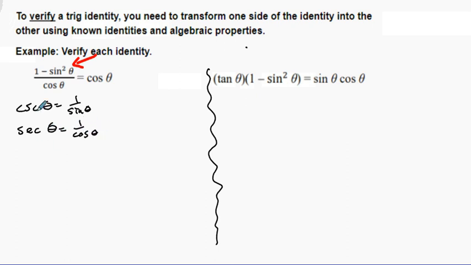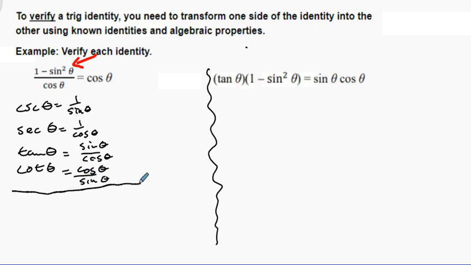So those are cosecant and secant, right? And then tangent, cotangent theta. So we've got sine over cosine, and then cosine over sine, because they're the reciprocals of each other.